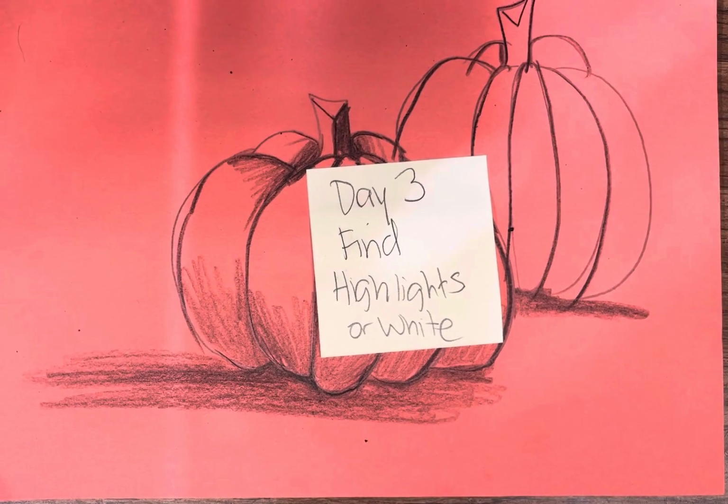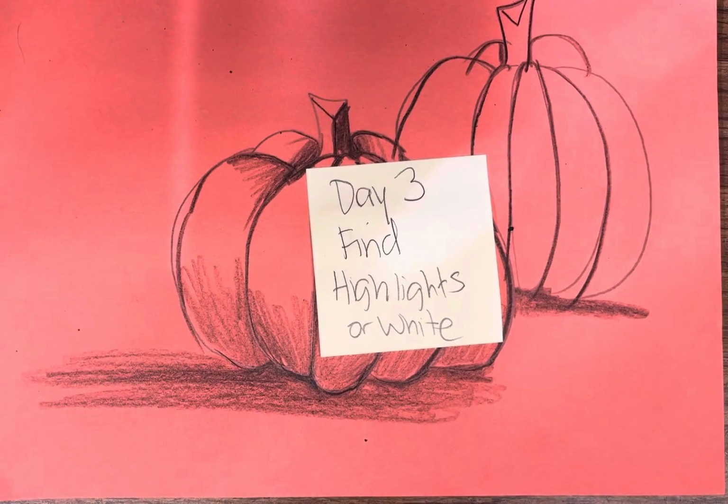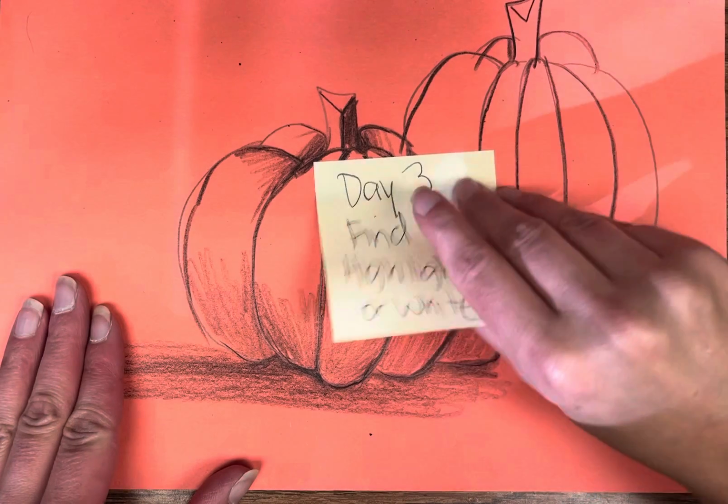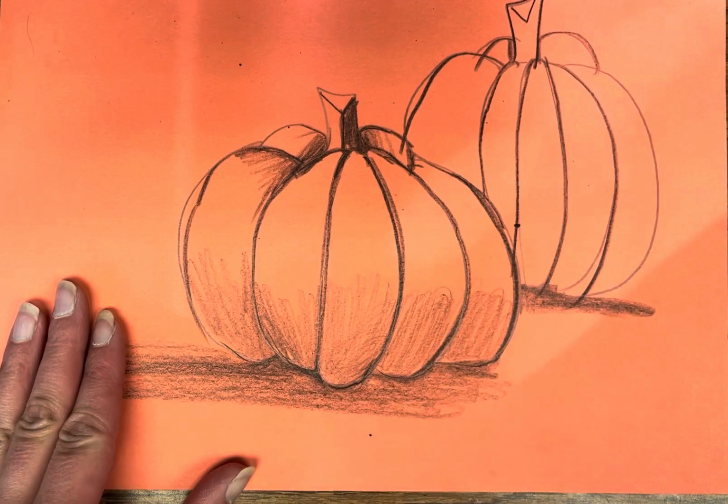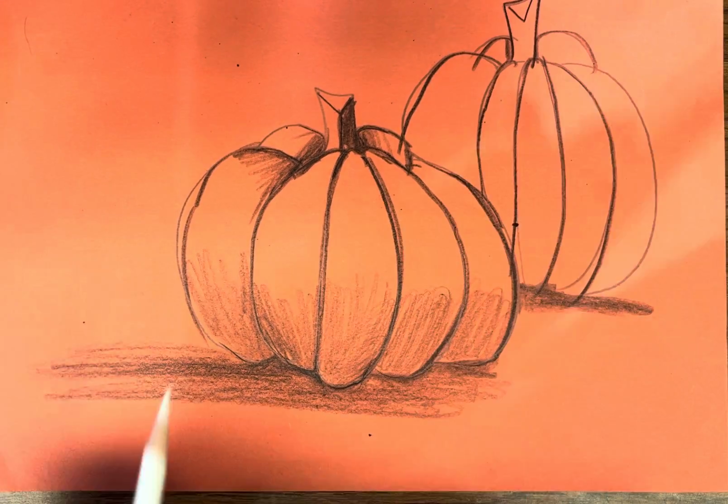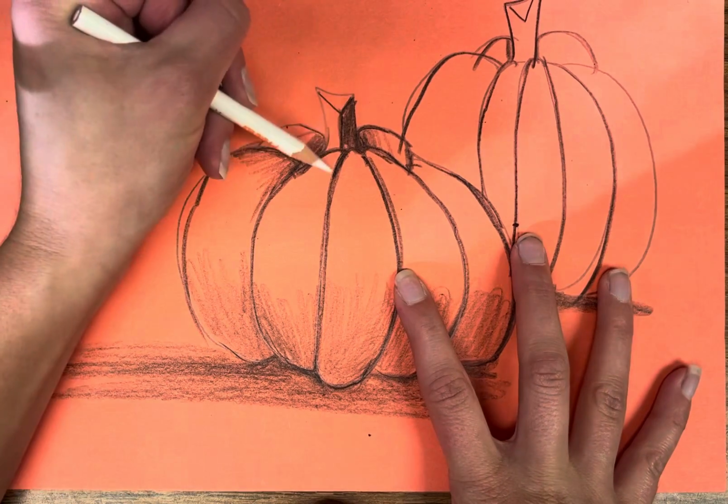We are on day 3 video now. So today's goal, day 3, is to find highlights or white. So you should already have created your dark values using black, which was our previous video. Now we are going to add the white, okay?